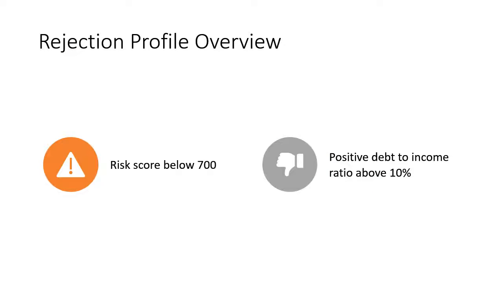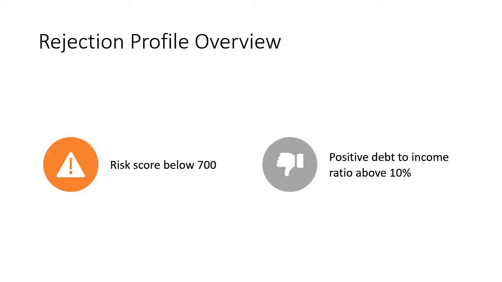So to recap, there are only two major factors in our rejection profile: a risk score below 700 and a positive debt to income ratio above 10%. This rejection profile, while seemingly simple, should serve to remove the false positives. As we already established previously, the 1 year and more employment factor in the acceptance or the marketing profile is already going to exclude quite a lot of potential rejections, because as we saw in our rejected loans, a lot of them had less than a year of employment.